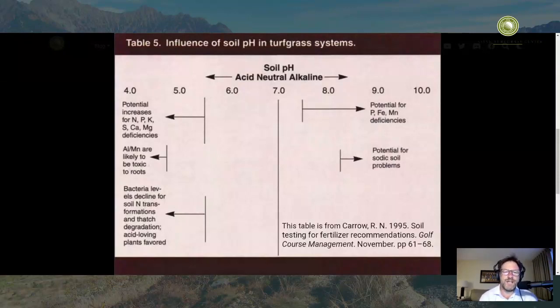It says at a pH of 5.5 or below, you could have the potential increases to have a deficiency of nitrogen, phosphorus, potassium, sulfur, calcium, or magnesium. Those happen to be the macronutrients and the secondary nutrients. So it's saying at below a pH of 5.5, you have the potential for all of those things to be deficient, which is fine. I'm recommending for people to not go into that pH range anyway.